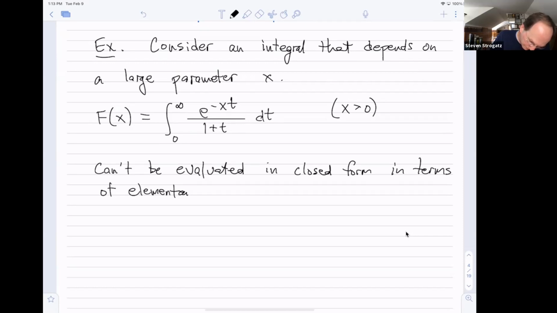When I speak of elementary functions, I'm thinking here of polynomials, sine and cosine, e and log. That's pretty much it. I guess fractional powers would be okay too. But anyway, if you pop this into Mathematica or Maple or your favorite symbolic manipulation program, it will give you something in terms of a so-called exponential integral that's defined in terms of this integral here.